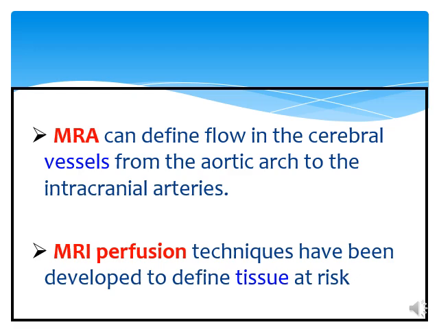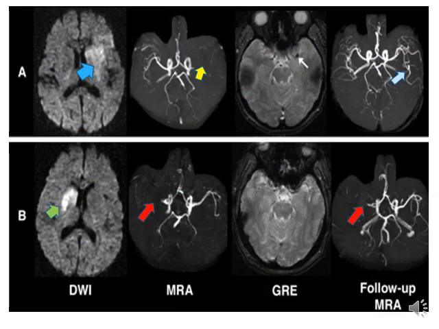MRA, like CTA, can define flow in the cerebral vessels from the aortic arch to the intracranial arteries. MR perfusion, the same as CT perfusion, can also define the tissue at risk with hypoperfusion. These are examples of MRI with diffusion weighted imaging, MRA, and follow up after medication.